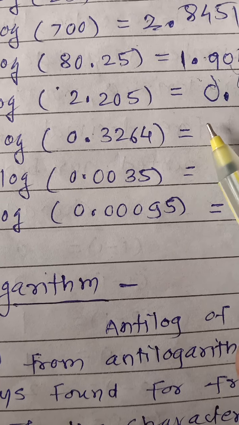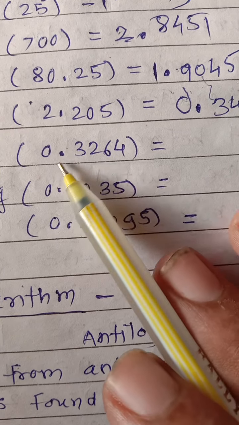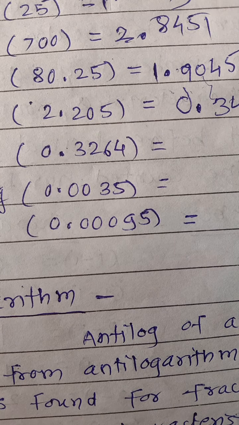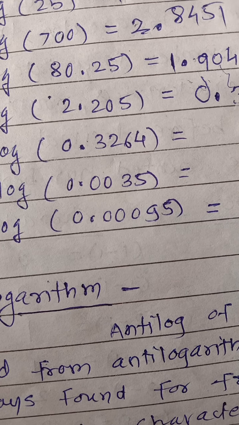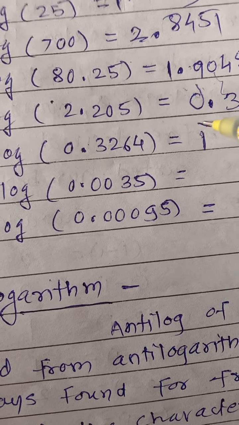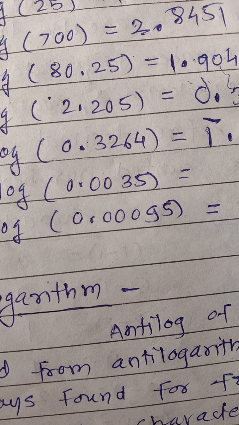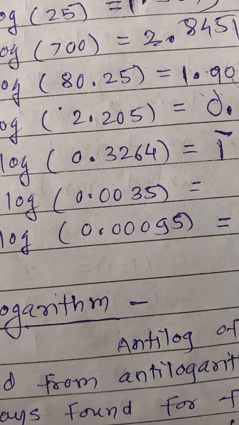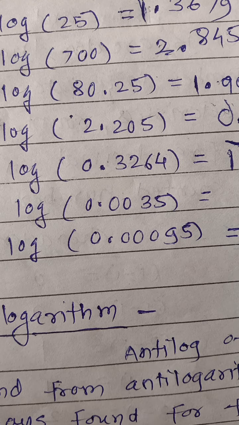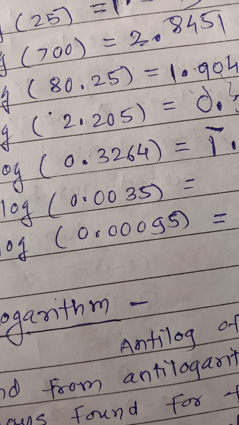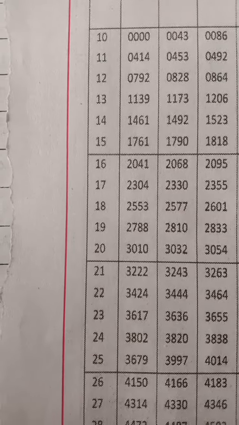Then find out log of 0.3264. Now the number is less than 1, and therefore its characteristic will be decided by counting the number of zeros between the decimal point and the 3. As there are 0, 0, 0 plus 1, we will get 1, and therefore it will be 1 bar. At the head, this 1 bar will be given, and then we will have to find out the mantissa of 32 in the 6th column, and then from the 4th column we will have to add the mean difference.